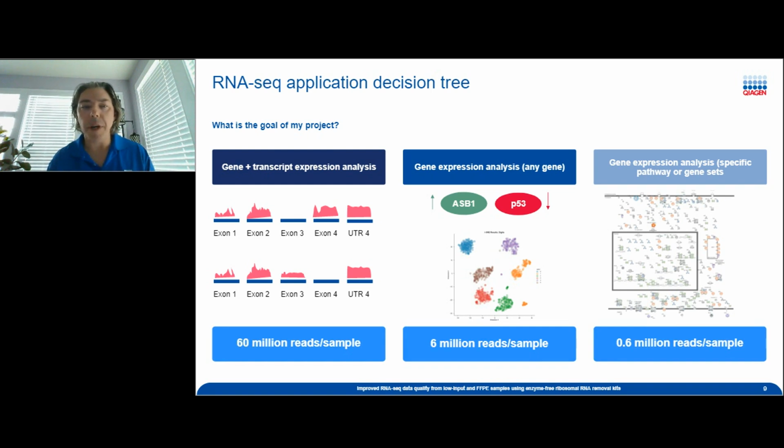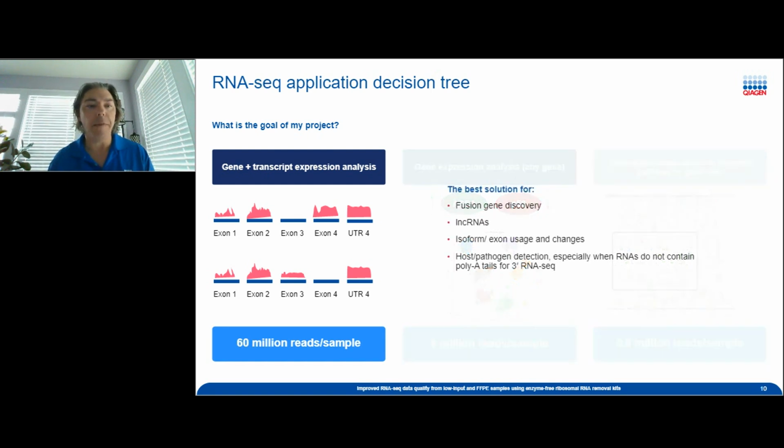For today, I'm going to discuss working on a complete transcriptome analysis. In these sorts of analyses, we're developing library preparation methods that are the best solution for any sort of fusion gene discovery. This allows us to look at both mRNAs and long non-coding RNAs. We're going to collect the information from all of the expressed exomes, so we're able to look at isoform and exon usage and changes across these.